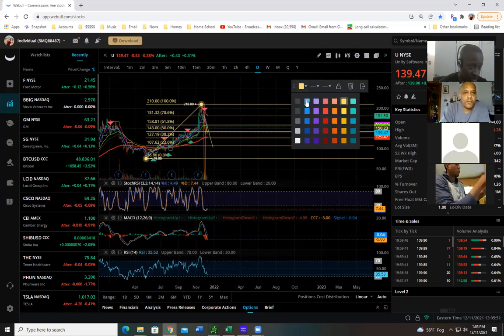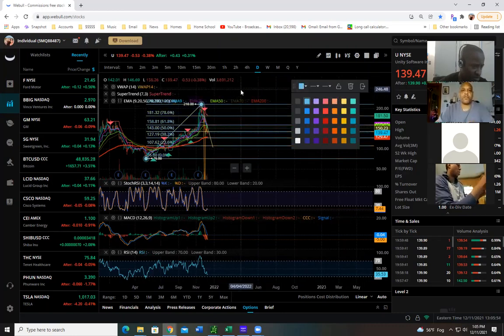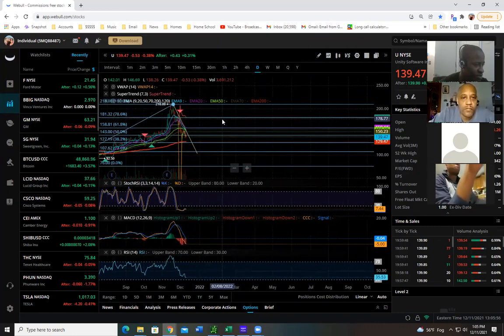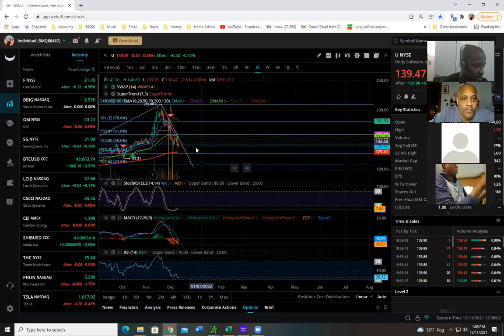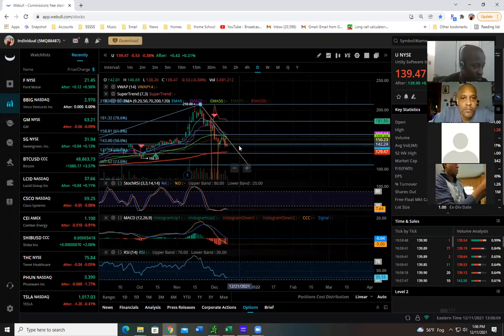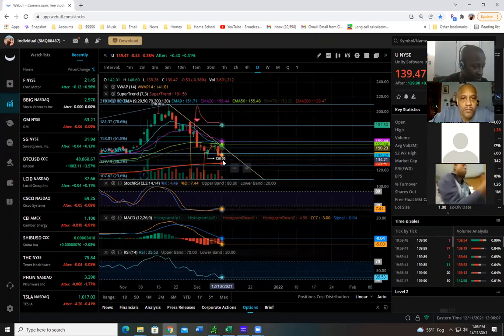It could touch. I don't prefer yellow. I like blue with this. So right now our levels are 210, 180, 181, 158, 143, 127. So right now we just broke that 143 Friday, right?